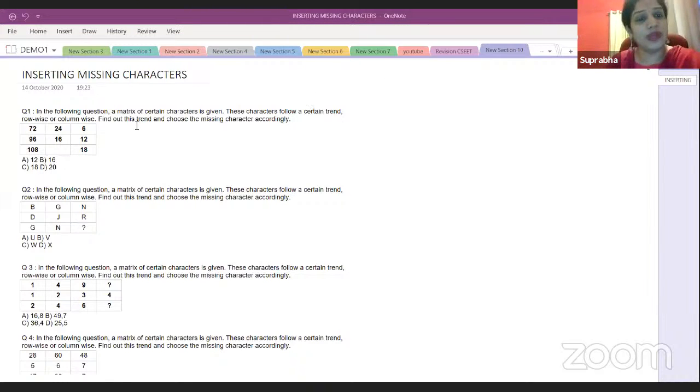Very simple, very easy because it is numeric. There is some calculation obviously, right? Now find out what the calculation can be. I think you can see that between 108 and 18, there is a number missing, the digit. So you have to find that particular missing number.